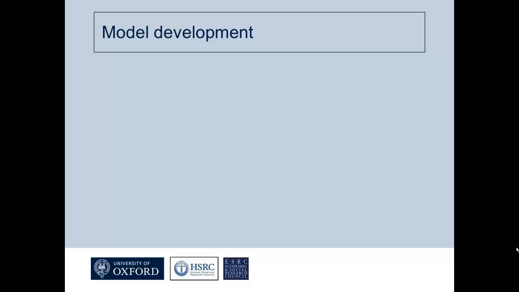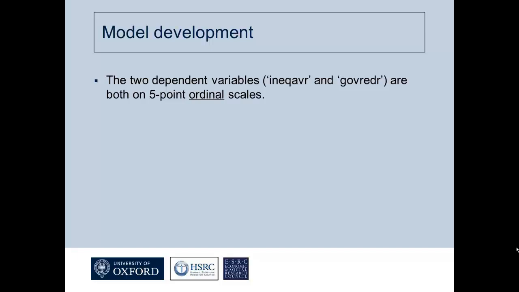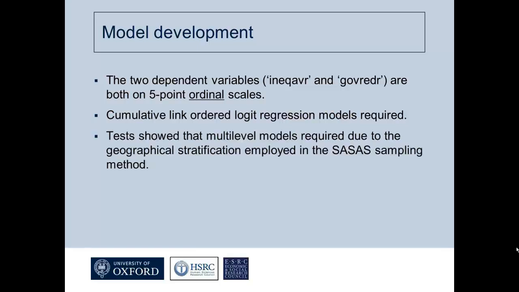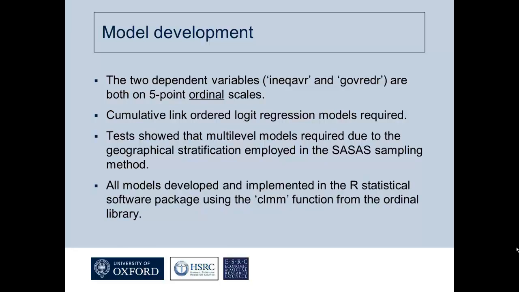Moving on to discuss the actual model development process. Our two dependent variables, which are inequality aversion and support for government redistribution, are both on 5-point ordinal scales. After consultation with colleagues in the University of Oxford Department of Statistics, it was agreed that cumulative link ordered logit regression models were therefore required. Some initial tests showed that multi-level models were required due to geographical stratification employed in the SASAS sampling method. And all statistical models developed and implemented in this project were implemented in the R statistical software package using the clmm function from the ordinal library.